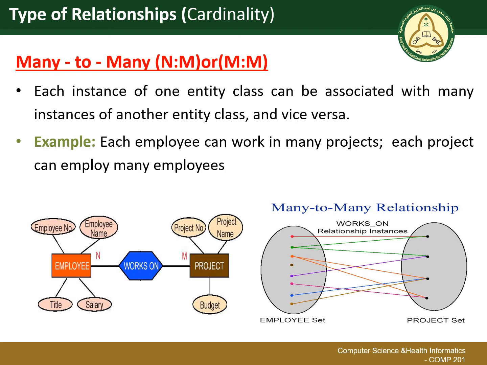And here we have the many-to-many relationship where each instance of one entity class can be associated with many instances of another entity class and vice versa. To clarify it in the example, each employee can work in many projects and each project can employ many employees. So as you can see here, the project can employ many employees, and the employee can work in many projects.